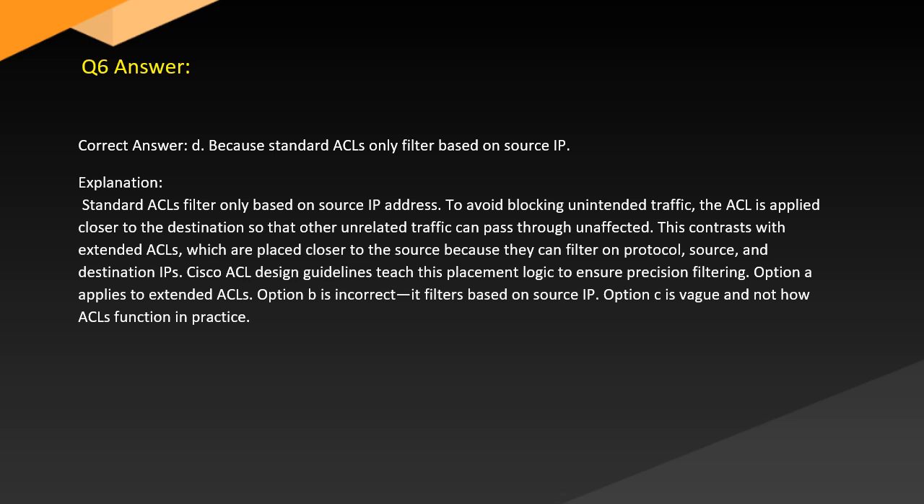Explanation. Standard ACLs filter only based on source IP address. To avoid blocking unintended traffic, the ACL is applied closer to the destination so that other unrelated traffic can pass through unaffected. This contrasts with extended ACLs, which are placed closer to the source because they can filter on protocol, source and destination IPs. Cisco ACL guidelines teach this placement logic to ensure precision filtering.